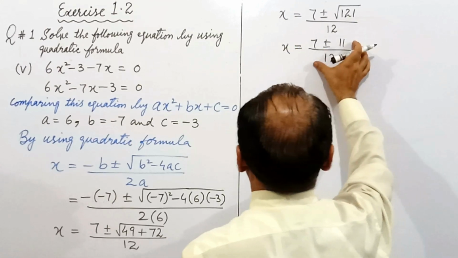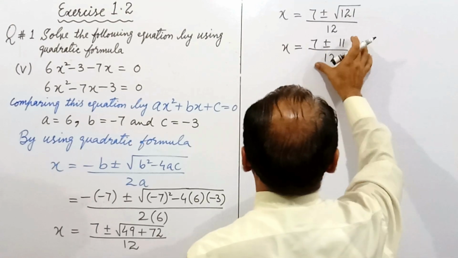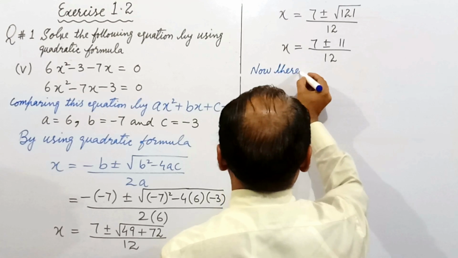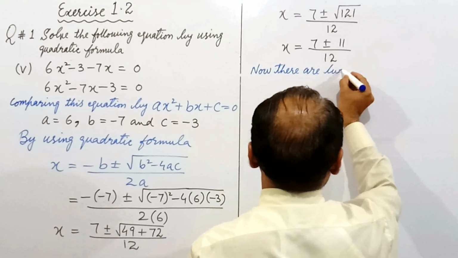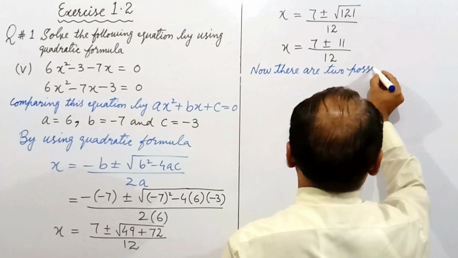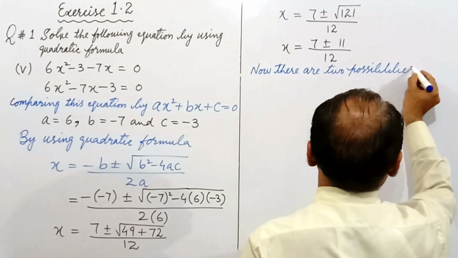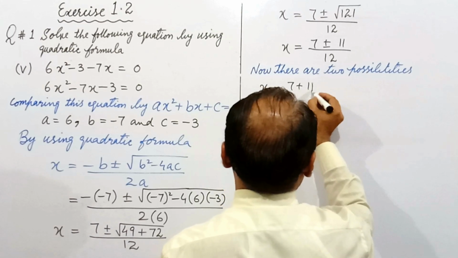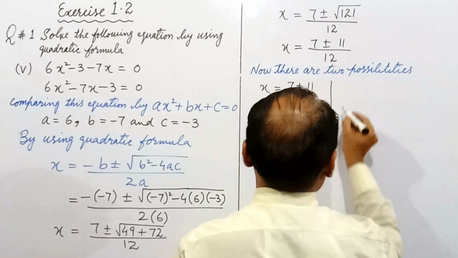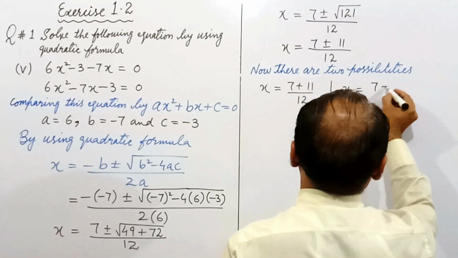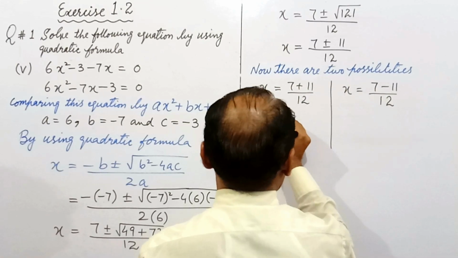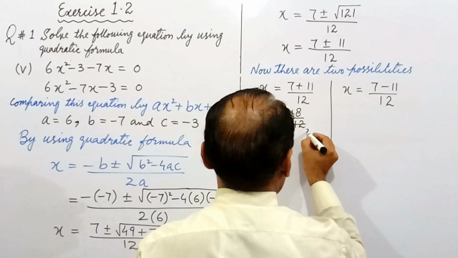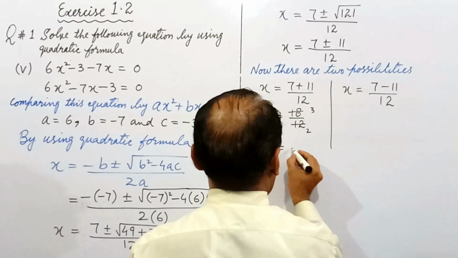As we have a rational number in the numerator, therefore we have two possibilities. Now there are two possibilities. One is x is equal to 7 plus 11 over 12, and the second is x is equal to 7 minus 11 over 12. The first root we have 7 plus 11, 18 over 12. 6 2s are 12, 6 3s are 18. We have 3 over 2.